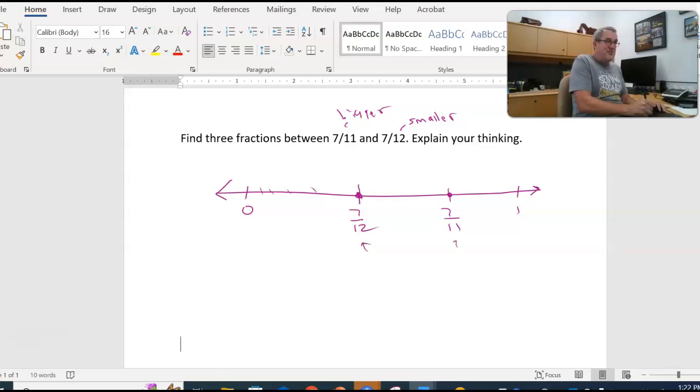7/12ths is smaller, 7/11ths is bigger, and in between, there's actually lots of fractions. Sometimes with kids, sometimes with adults, they go, there's nothing in between 7/11ths and 7/12ths. And I say, actually, there's infinitely many things in between 7/11ths and 7/12ths. You just got to go find them.